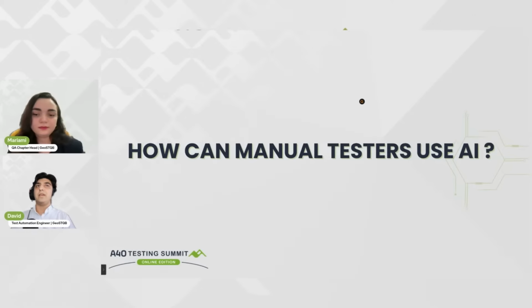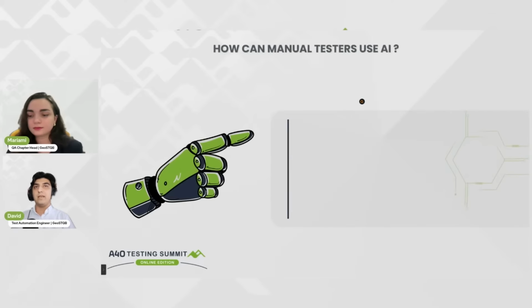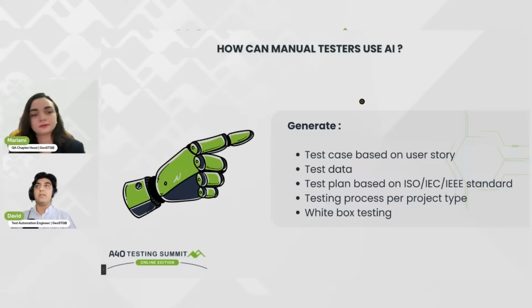Technically, how can manual testers use AI? And for that question, the answer is kind of the same, but in a different way. As manual testers, we can also generate test data, but not for our test automation code, but for our manual scenarios. We can do some test processes and generate some test scenarios, which we are going to be talking about a bit later.